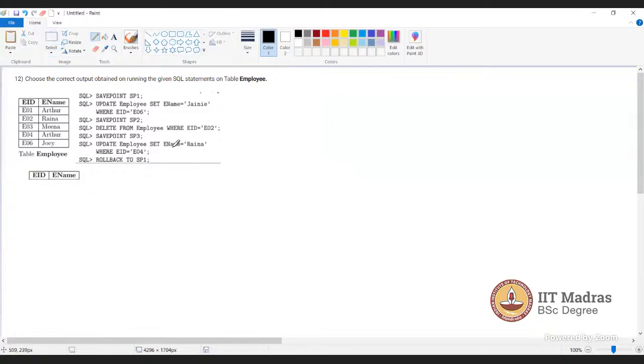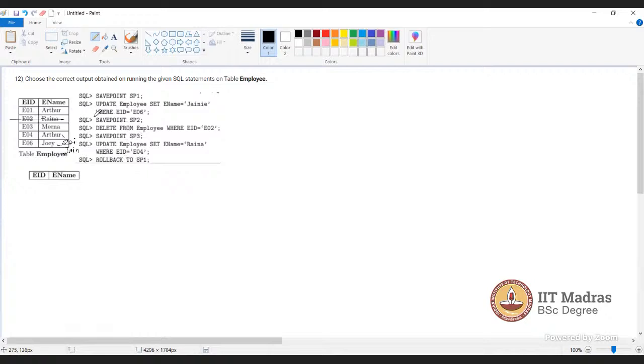So my screen is visible. Yes, sir. Okay. So see, first update employee set name Jenny, where EID equal to E06. So Jenny, then savepoint sp2. Then delete from employee where EID equal to E02. Then delete this row. Then savepoint sp3. Then update employee set name Raina where EID equal to E04. Then Raina. Then rollback to sp1.